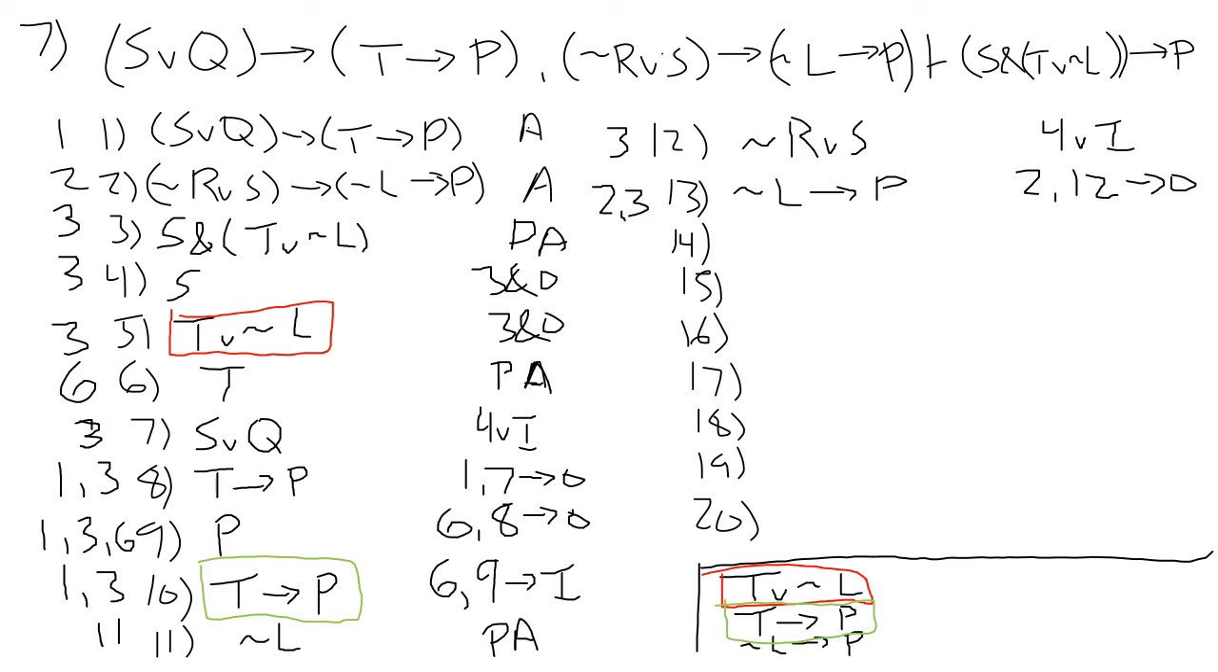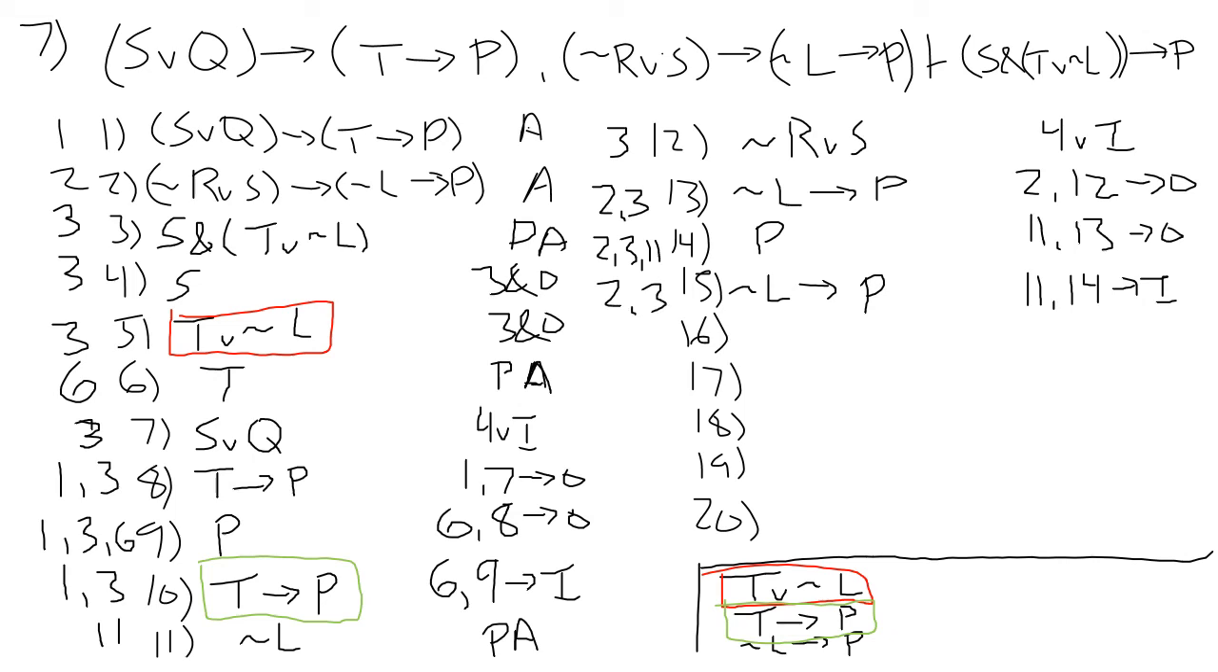Now we can toss our tilde L into that and we can get P. So that's going to be from 11 and 13 arrow out. 2, 3, and 11. Now we can build our arrow from this, doing 11 and 14 arrow in. So we can drop our 11 out.